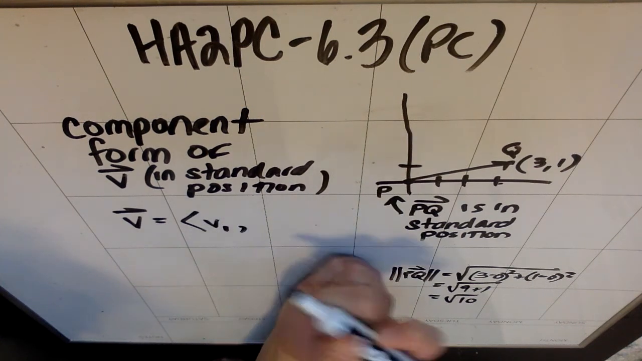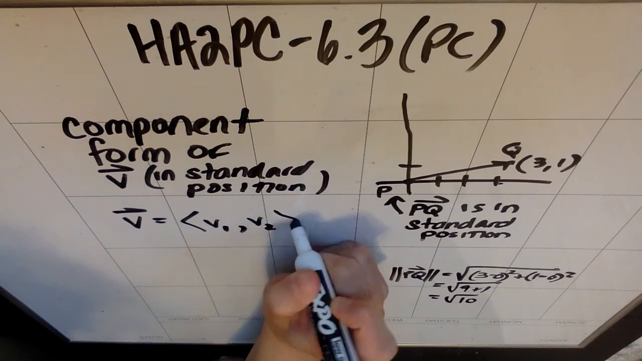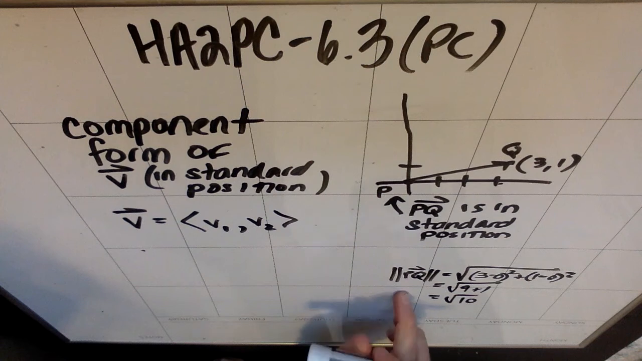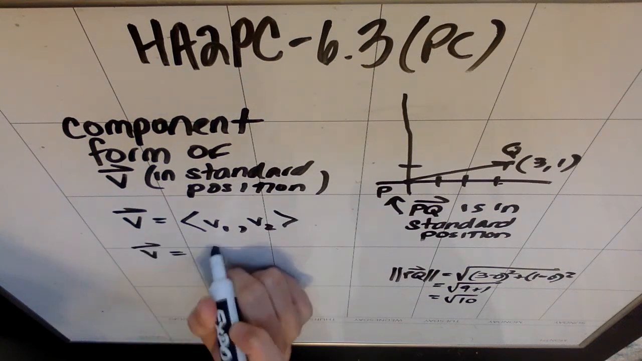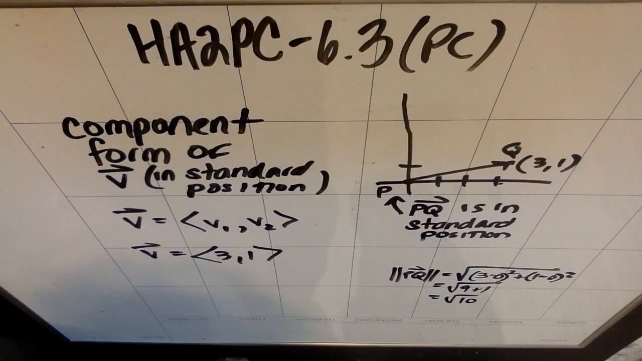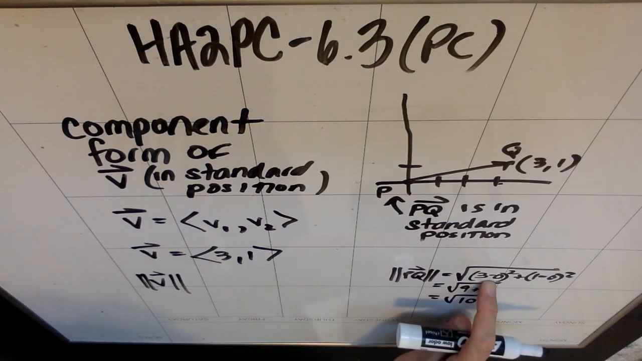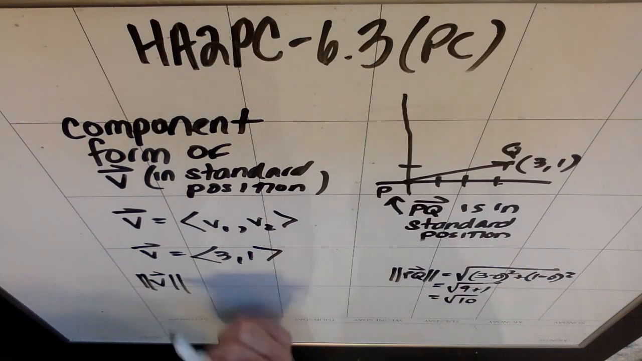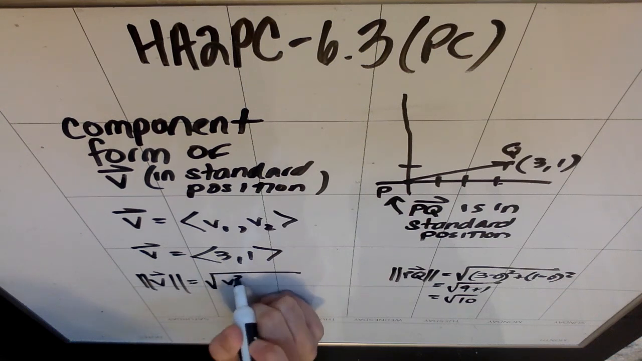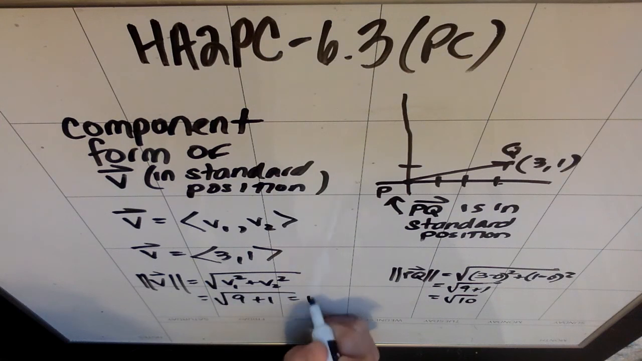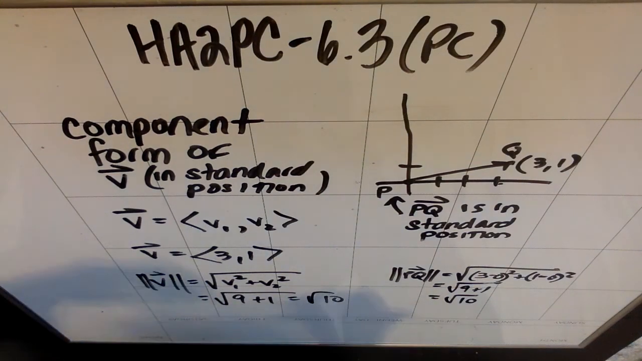V1 is the x-coordinate or the x component, and V2 would be the y component. Meaning that in this situation, because PQ is in standard position, I could write it as ⟨3, 1⟩. And if I wanted to find the magnitude of V, because it's in standard position, just like we saw in this example, I didn't really have to do 3 minus 0, because if something's in standard position, the other coordinate is 0. So I could have just done the square root of V1 squared plus V2 squared, which again would have given me that same 9 plus 1, which is root 10. So this is component form. In general, we're going to want to deal with vectors in standard position whenever possible because they're easy.